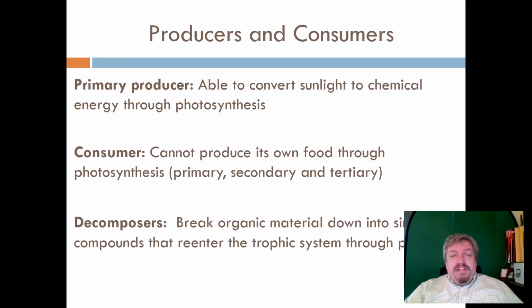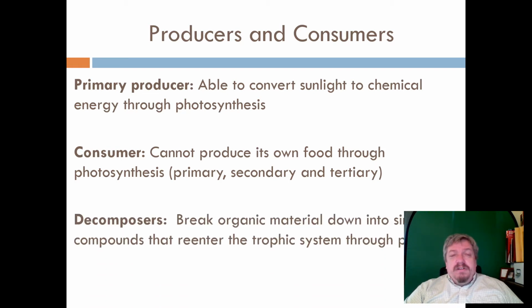And then the last part of the chain are the decomposers. These are the ones that take organic material, whether it was a consumer or a primary producer, and break it back down into the parts of the soil that the plant used. So this is the beginning of the trophic chain, and this is the end of the trophic system.